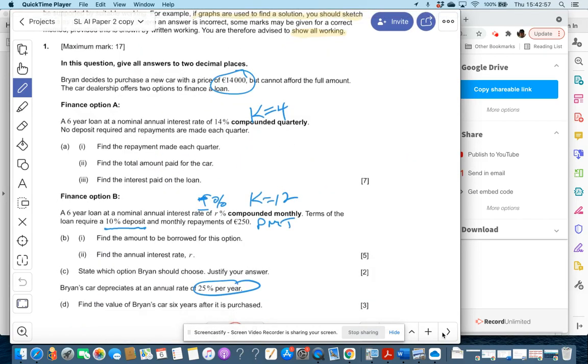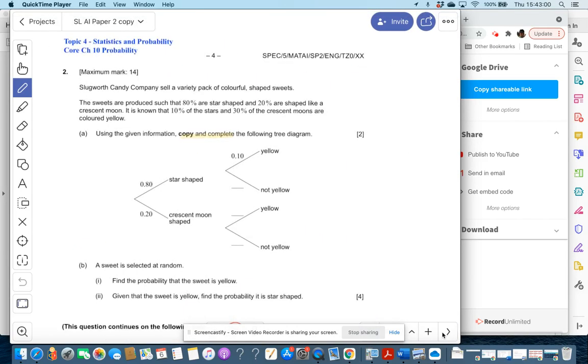Let's take a look at question 2. All right, so this is a topic 4, statistics and probability question, core chapter 10. Again, I wanted to point out to you that the instructions say we're not going to complete this table here in the question booklet. We're asked to copy and complete the following tree diagram in our answer booklet. Okay, so I need to make a copy of this. Yeah, so I started that already.